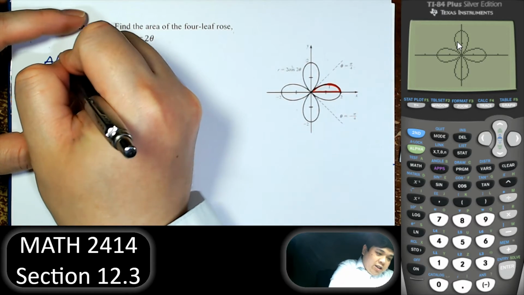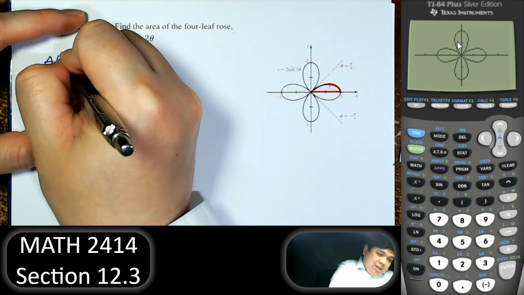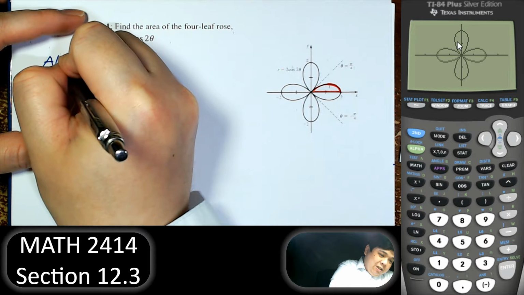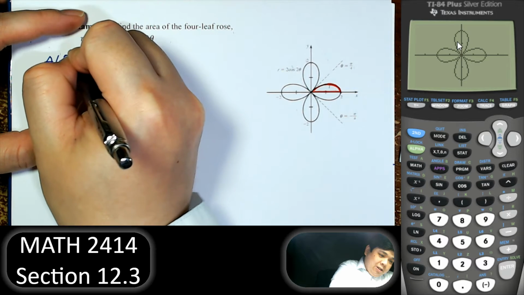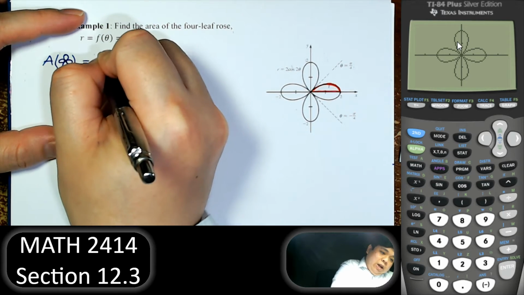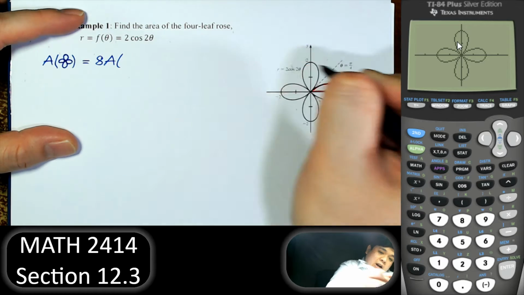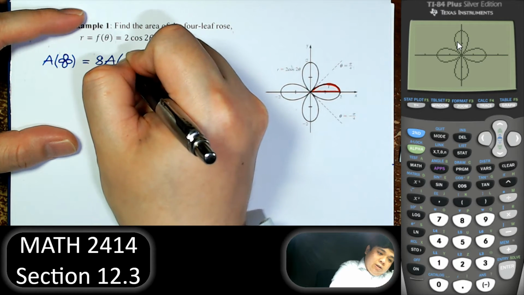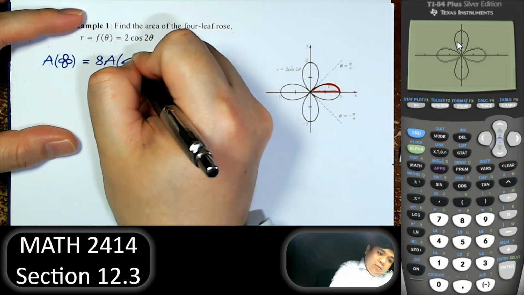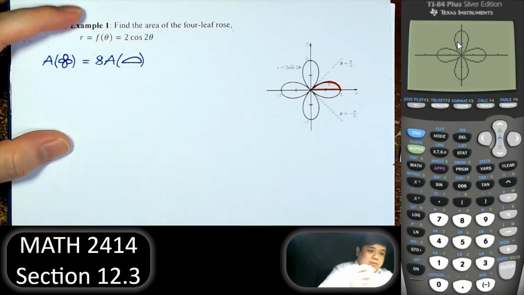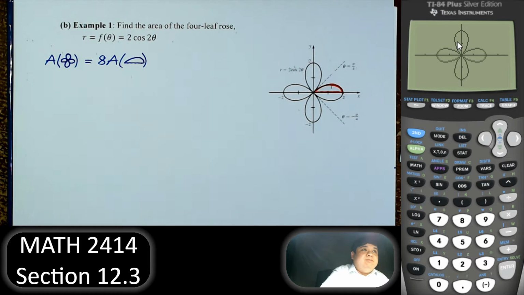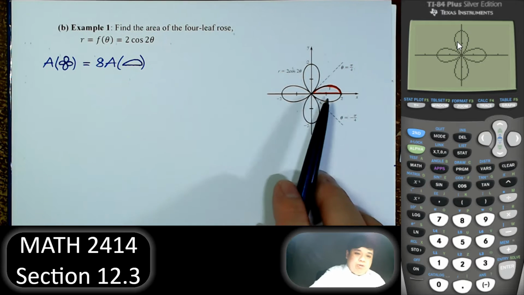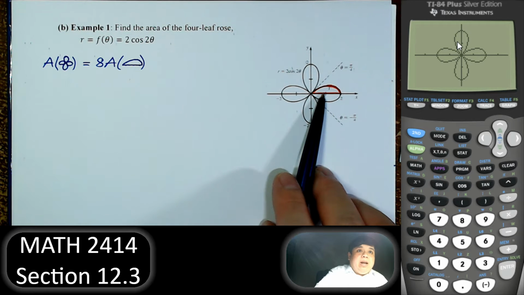I'm just going to draw it instead. So the area of that is equal to 8 times the area of half a petal. I should draw that bigger, but you get the idea, right? So we find the area A of this. Now, nice to know, but how do we find the limits?